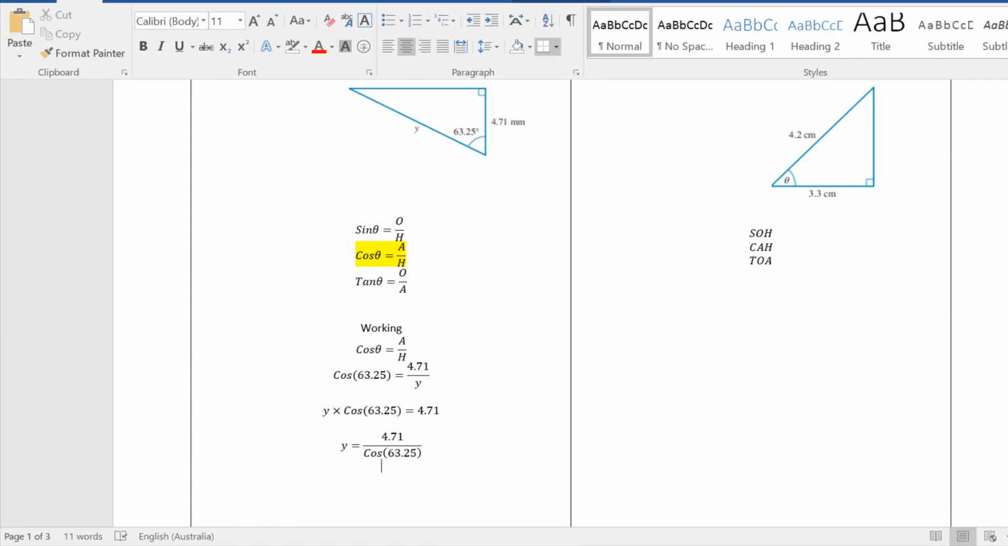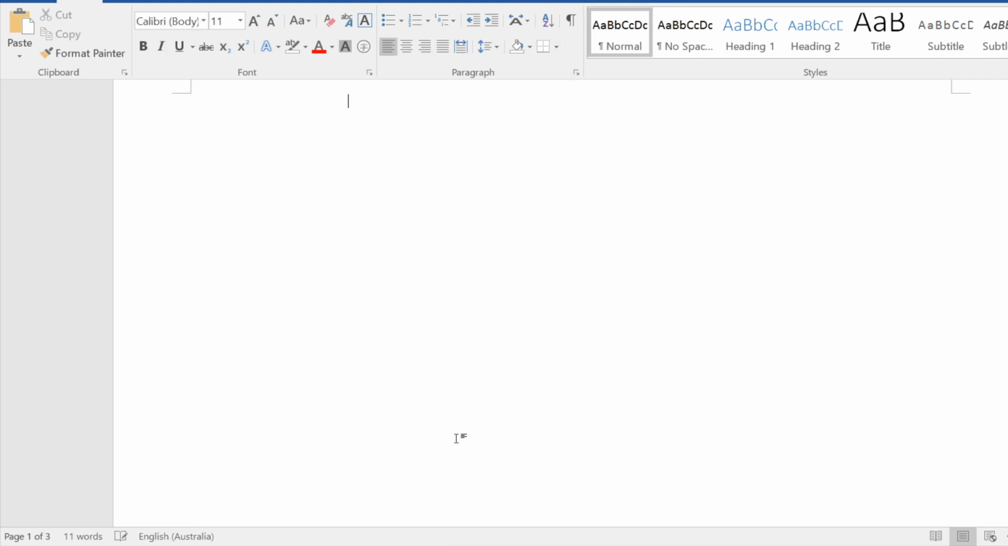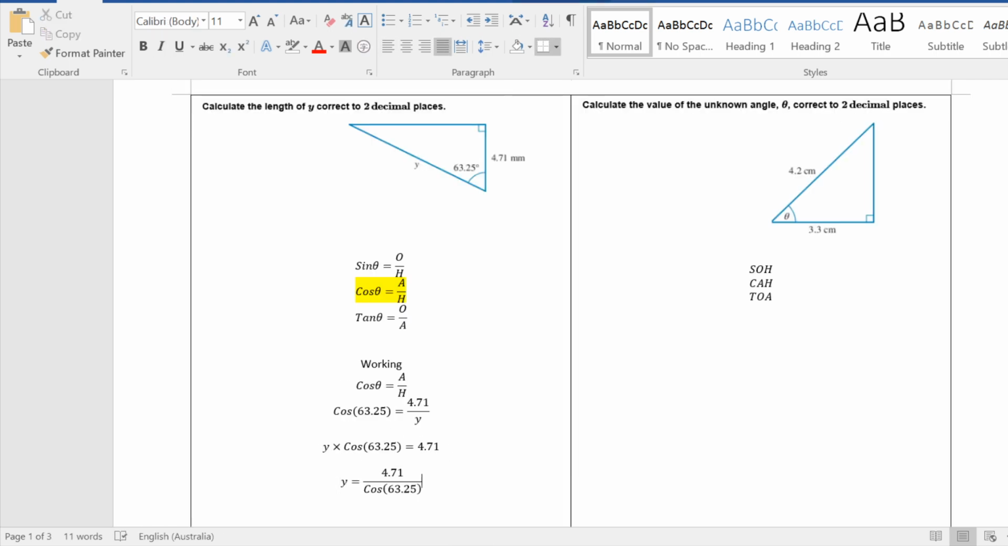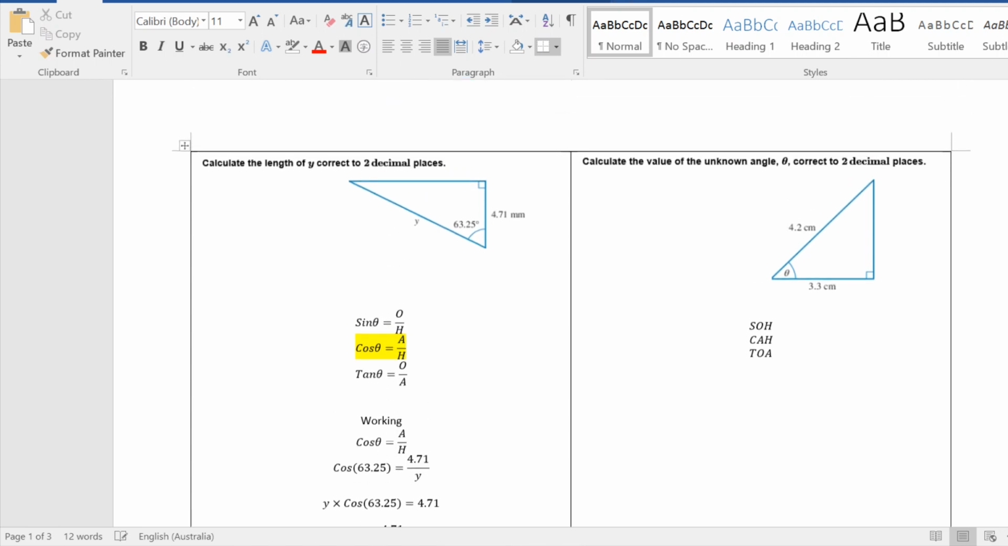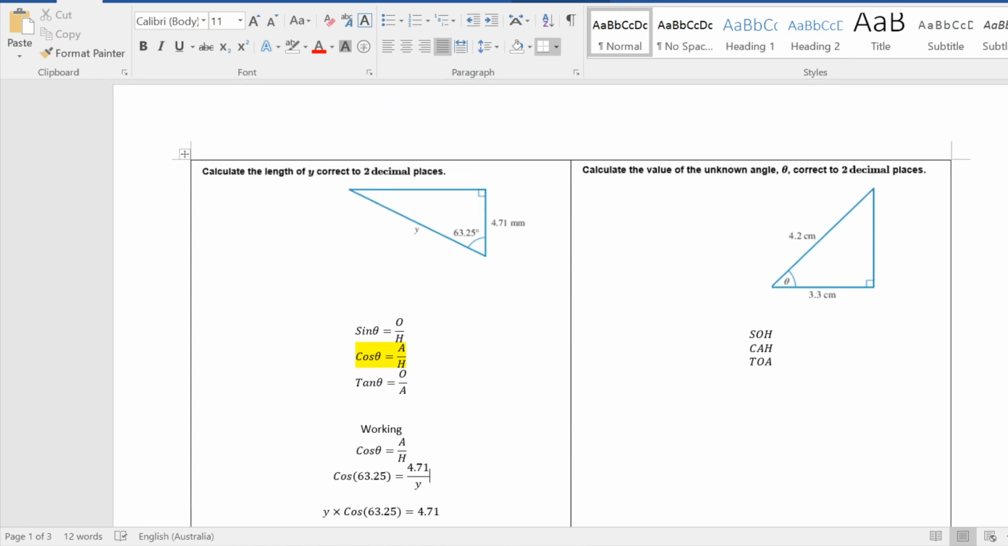Now, putting this into the calculator, I end up with an answer of 10.46 millimeters. Don't forget your units. Let's go back and see if we can make sense of this.